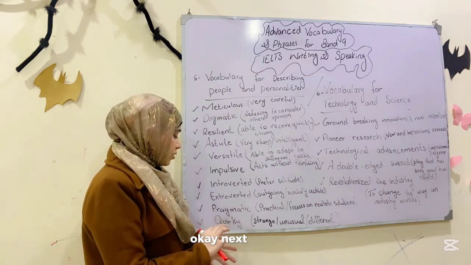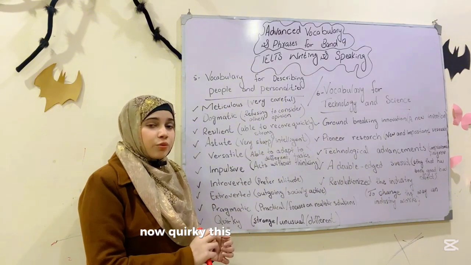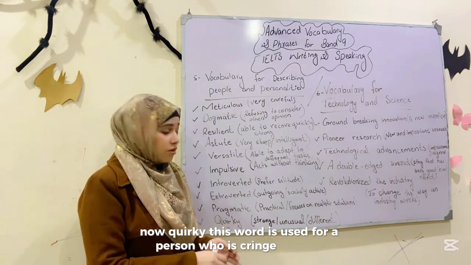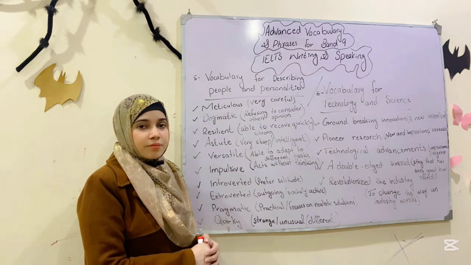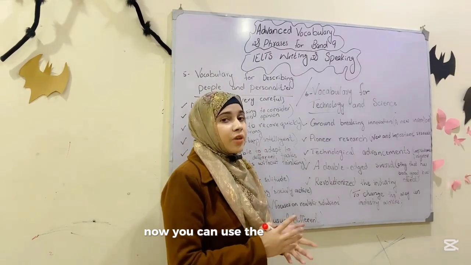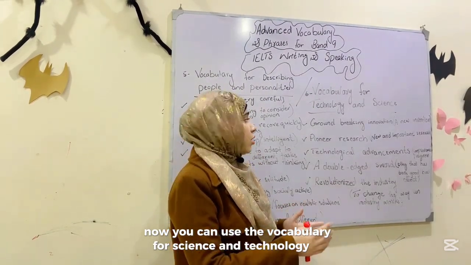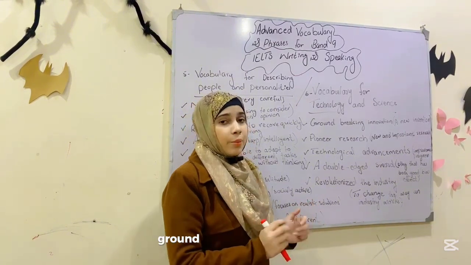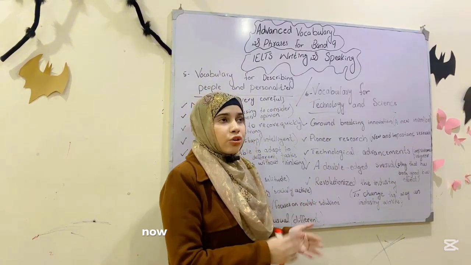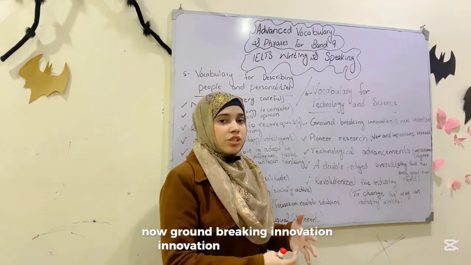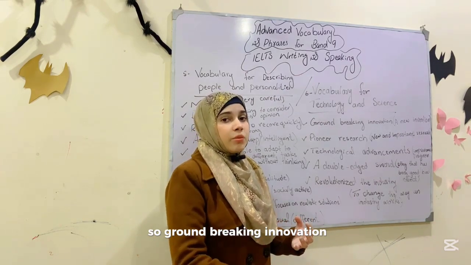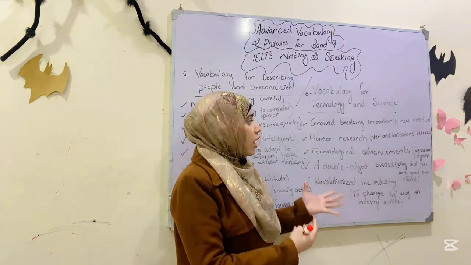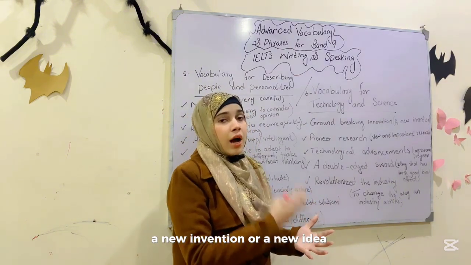Okay. Next, quirky. This word is used for a person who is strange, unusual, different, or maybe interesting. Now, you can use the vocabulary for science and technology such as groundbreaking innovation. Innovation means discovery. So, groundbreaking innovation means something new, a new invention or a new idea.